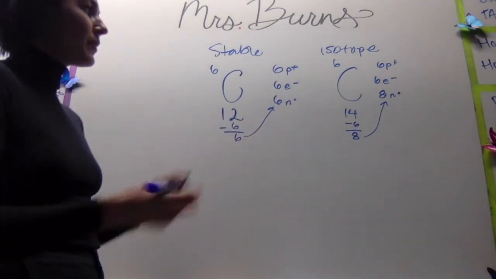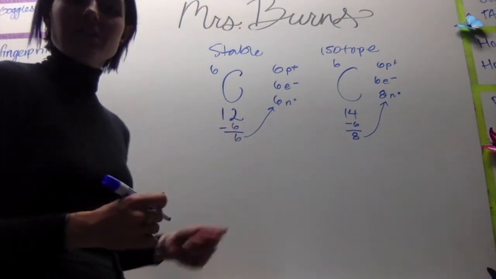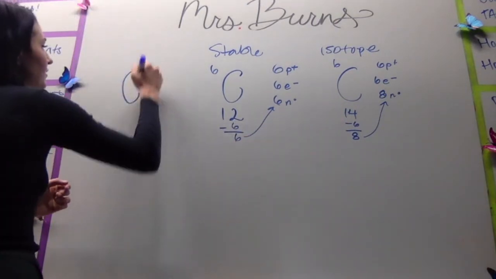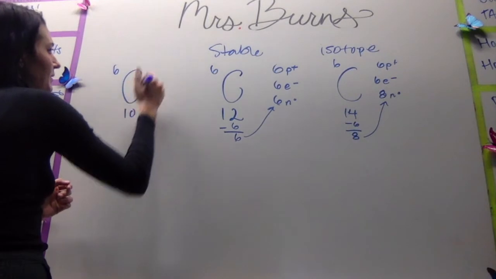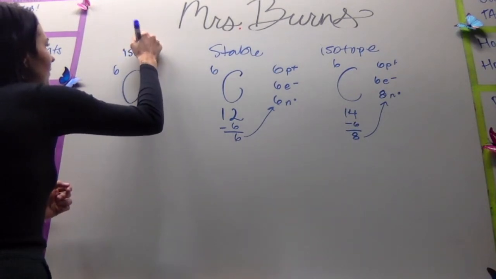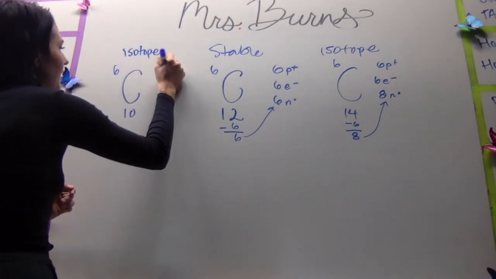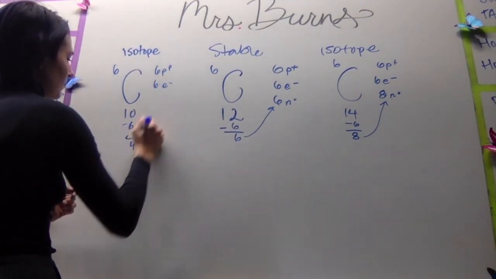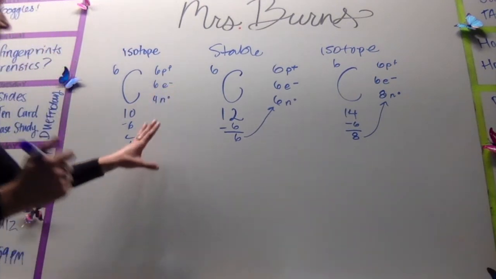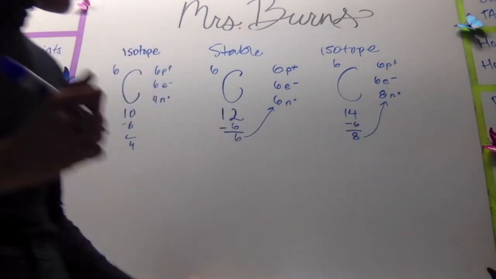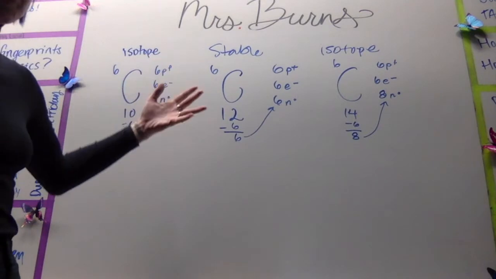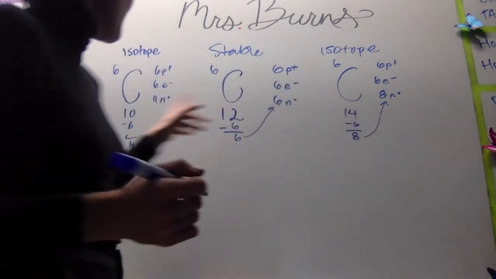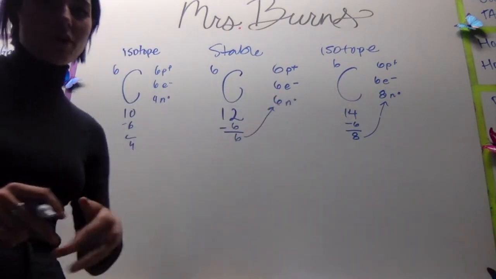So an isotope is, once again, just an atom of a certain element that has a different number of neutrons than normal. And you can have more or less. So let's do another example. Let's do the carbon-10 isotope: 6 protons, 6 electrons, 4 neutrons. So this is an isotope, and this is an isotope. And this is the stable, most naturally occurring, most common version. Once again, isotopes are just atoms of an element that have a different number of neutrons.